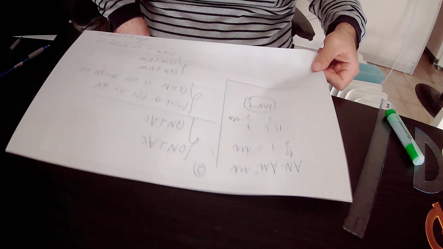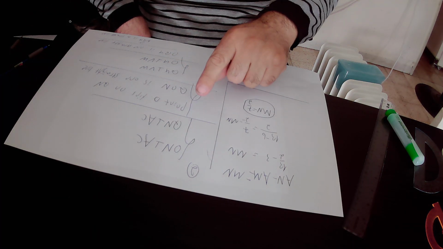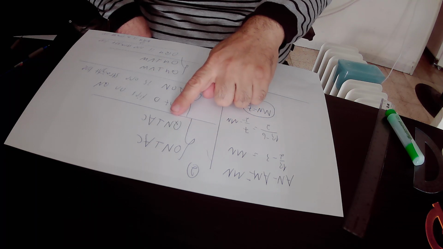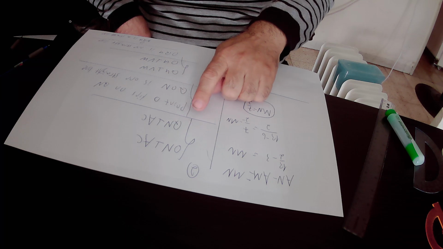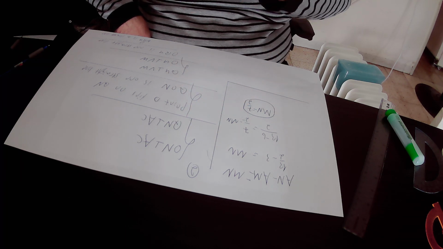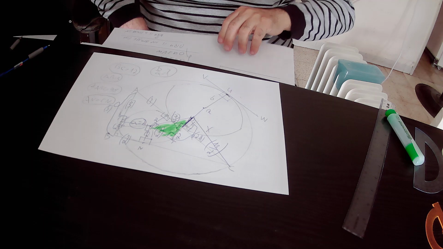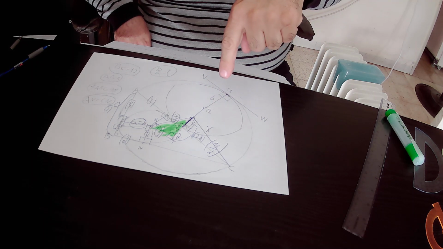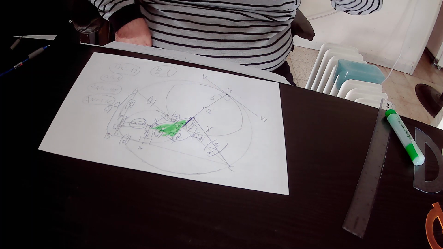QN is also perpendicular to AC. And from those two equations, ON perpendicular to AC and QN also perpendicular to AC, we derive that point O lies on QN. Point O, that is the center of the biggest circle, must lie on the radius QN.